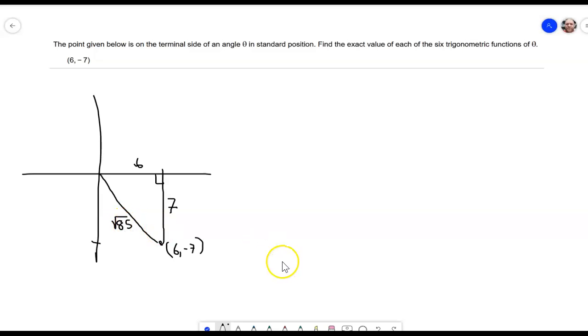So now that I have that, here is the angle theta. That's going to be the central angle here. So this is the one that we're going to use. We are not going to use this other one here. We're going to use the one that originates from our origin here. That means that this 7 over here will be our opposite side. This 6 over here is going to be our adjacent side. And of course, this root 85 is going to be our hypotenuse.